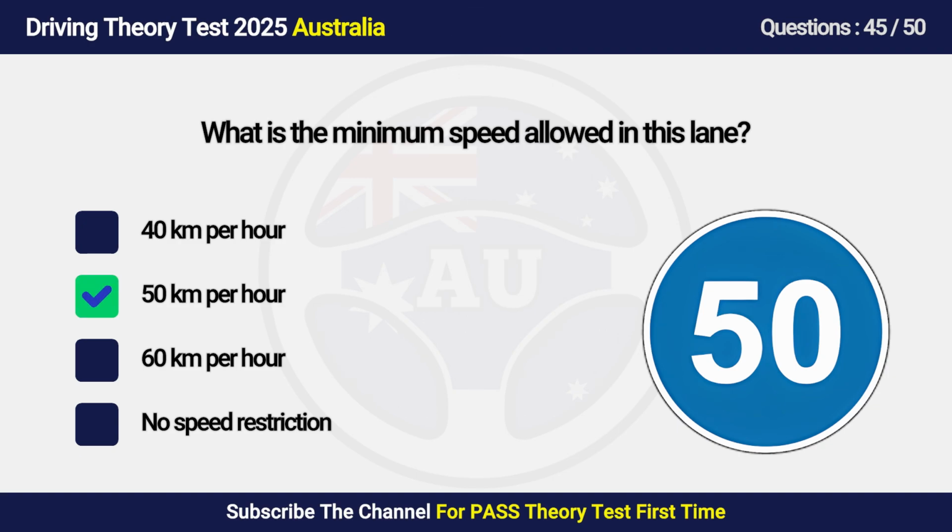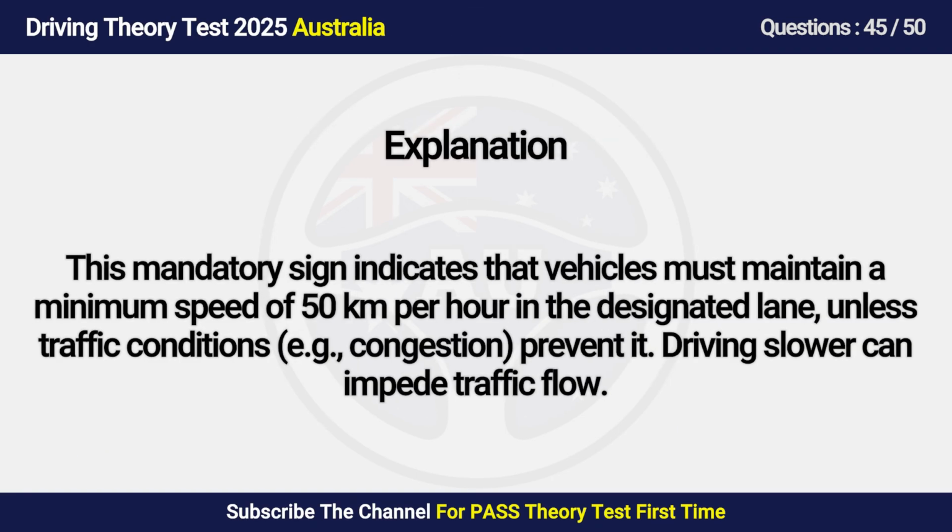Answer is B. 50 per hour. This mandatory sign indicates that vehicles must maintain a minimum speed of 50 per hour in the lane, unless traffic conditions, e.g. congestion, prevent it. Driving slower can impede traffic flow.